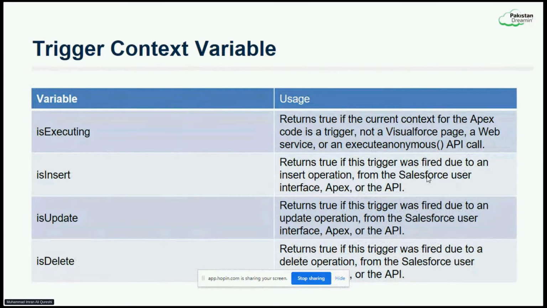Now I'm talking about context variables. Context variables are very important in triggers, and mainly we have multiple context variables like isExecuting, isInsert, isUpdate, isDelete. isInsert is used when we insert a record and we want to run our logic only when the record is inserted. isUpdate is used when we want to fire our code when the record is updated. isDelete is for the same purpose when the record is deleted. Then isBefore and isAfter.